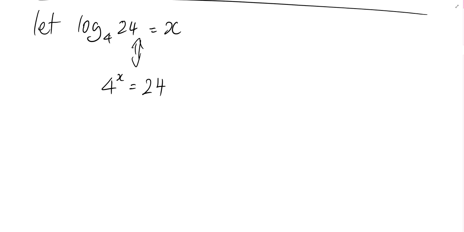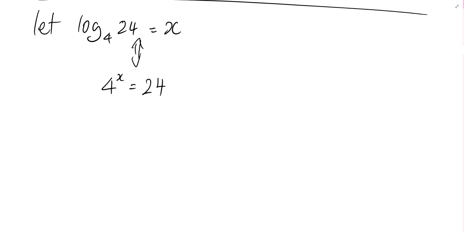Now, next thing. Our calculator is unable to do log base 4. But what is it that our calculator can do? Log base 10 or log base e. Okay, which one would you like to use? Log base 10 because it is common, okay? It is common to use log base 10. So that is why it's called the common log.